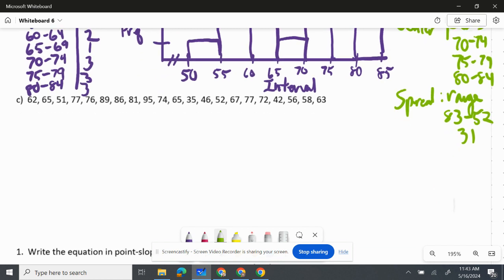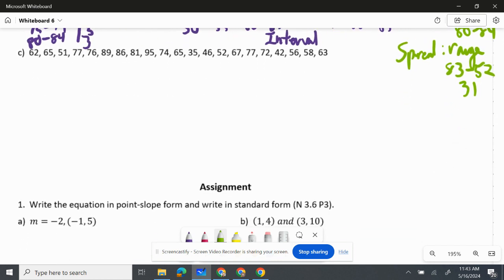So looking at our last one, once again, I'm going to look for my minimum value, which in this case would be 35. I'm going to look at my largest value, which in this case would be 95. So I can go by tens. So my interval and frequency.